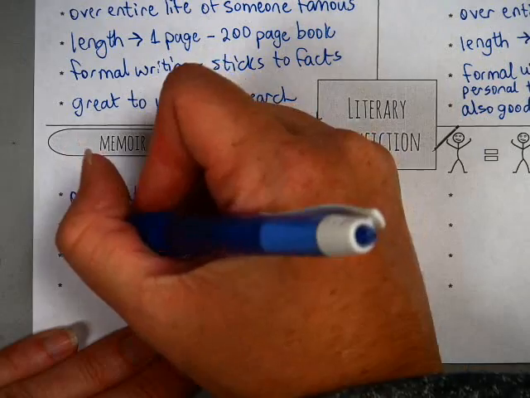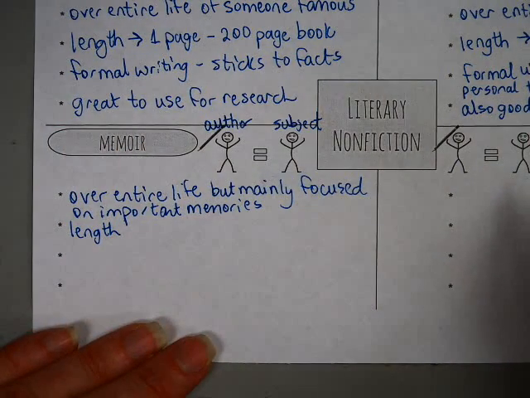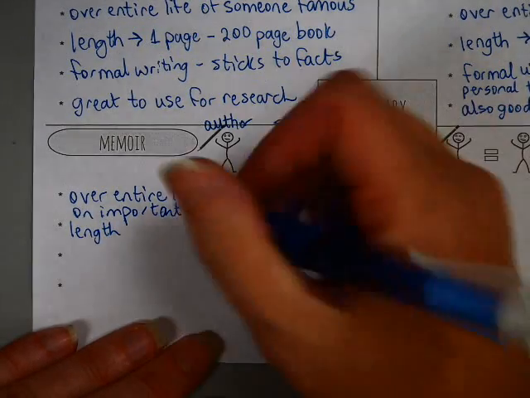The length, it's usually going to be a little bit longer than your biography and your autobiography. The people who write these usually have a lot to say, and so it's probably going to be 200 pages or longer.